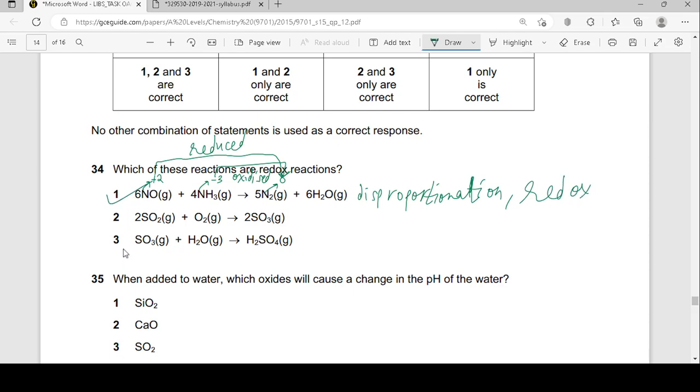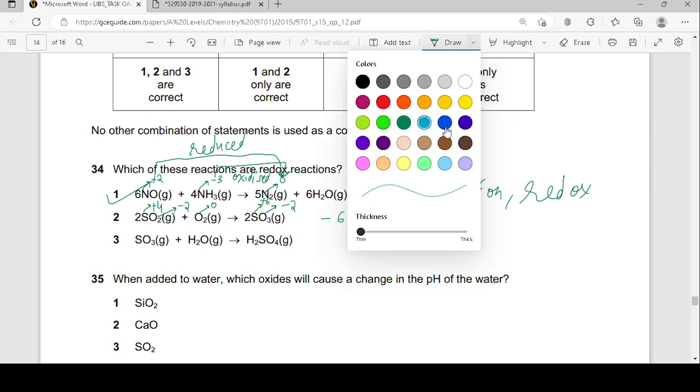First one is right. Now let's look at the second one. SO2, so O has -2. If you have O2, that becomes -4, so then S will become +4. O2 is 0. And over here, SO3, the oxygen is -2, and that's -2 times 3, which is -6, so then S will become +6 to balance out, to make the overall oxidation state 0.